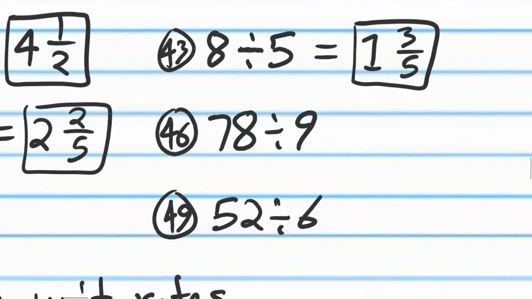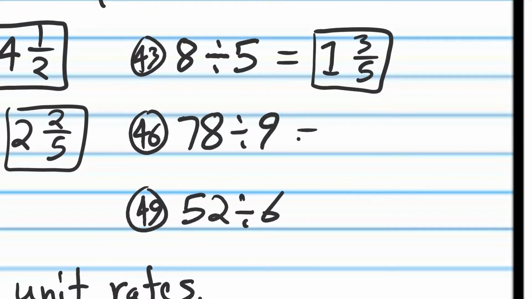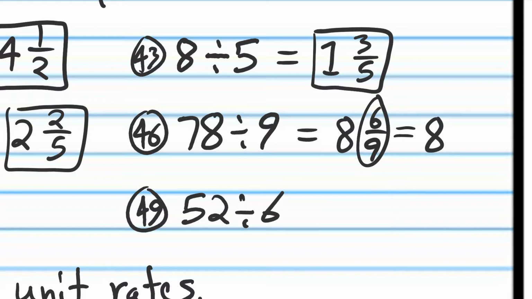All right, so now we have 78 divided by 9. 9 times 8 is 72. 9 times 9 is 81. So 9 times 8 is 72, so it's 8. 78 minus 72 is 6, and you get 8 6/9. But don't go anywhere, because we can reduce that. Divide both sides of this fraction by 3, and we get 2 over 3. So that would be 8 2/3.